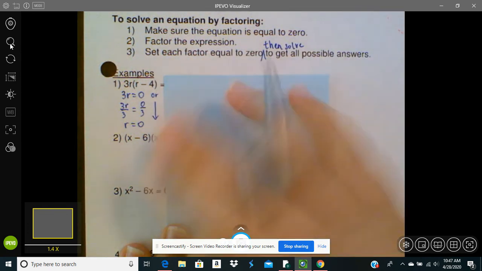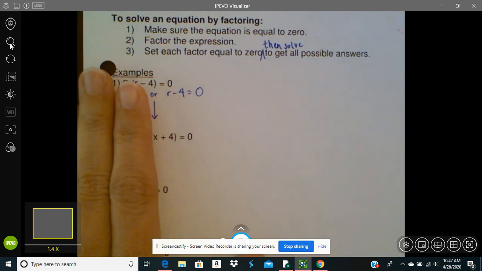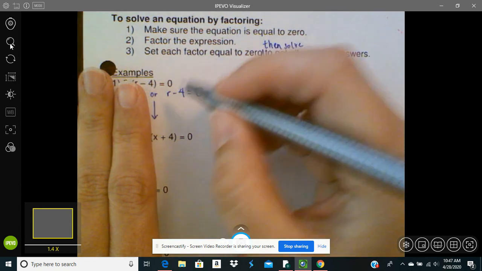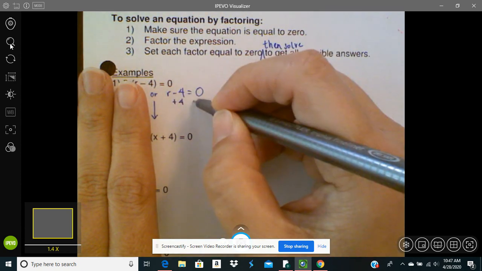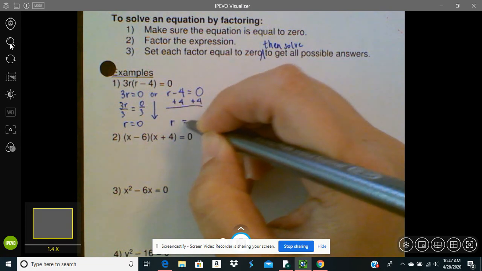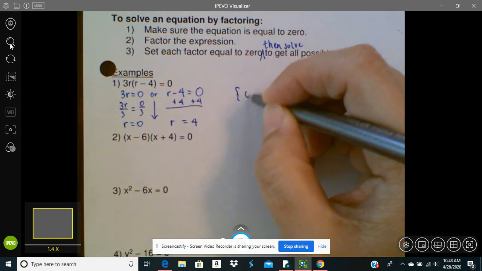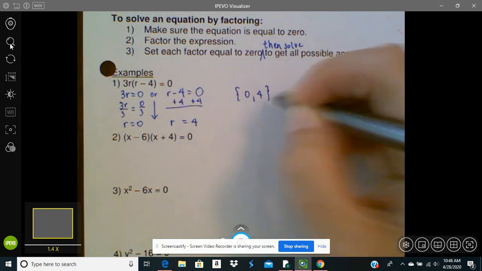Now I'm going to have this equation that's separate. I don't look at this anymore. I have that r minus 4 equals 0. What are we going to do to solve for r? We're going to add 4. And we're going to add the 4 to both sides. When we do that, we get that r equals 4. So my two solutions are 0 or 4.